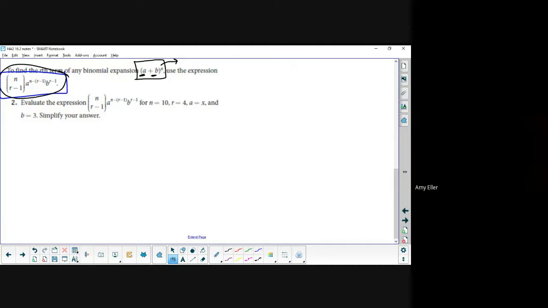If it says find the 7th term in the sequence, R is 7. If it says find the 11th term in the sequence, R is 11. It's the term you want. R is the term you want. A is here, B is here, N will be listed as your exponent. R is the term you want. Do I want the 5th one in the sequence, the 11th one, the 1st one? Which one do I want?